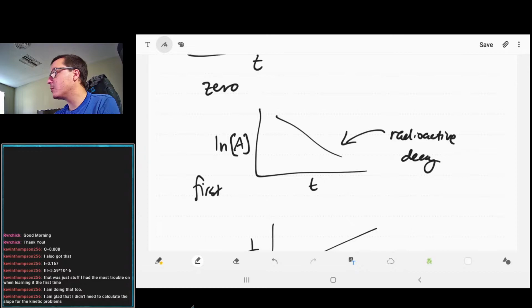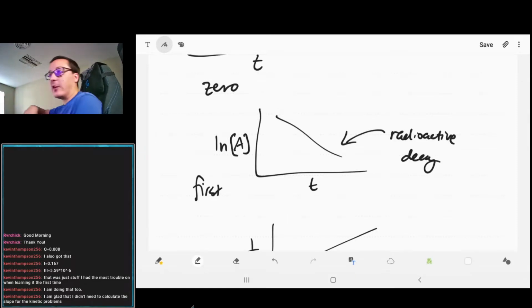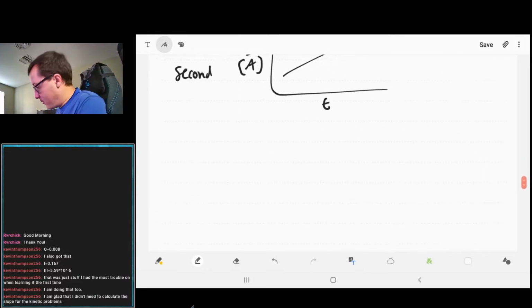Let's do one of the ones where we have to do the reaction order. Here, let's pop open the book. And looking at the initial rates, let's go ahead and do a problem like that.